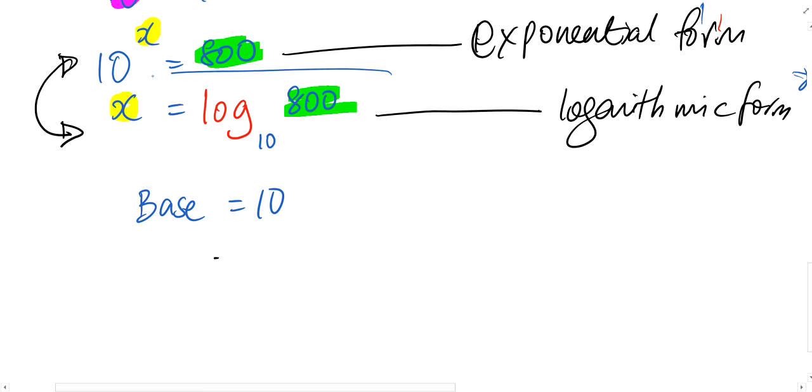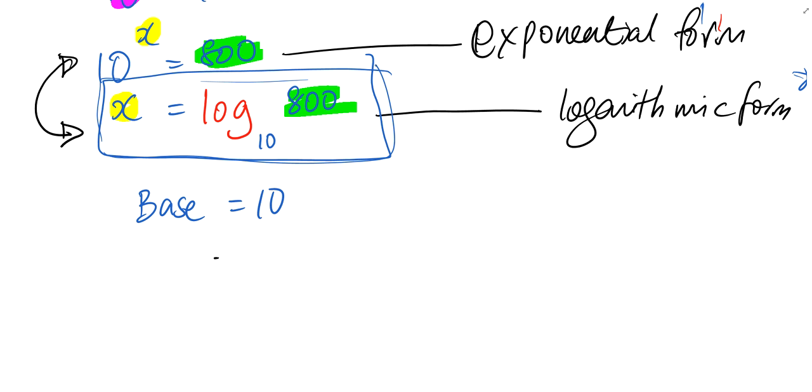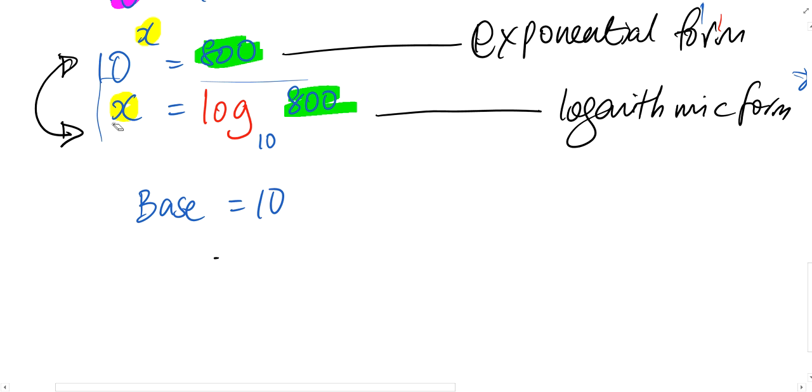Now look at the logarithmic form: x equals log 10, 800. Which one looks like the base at the bottom? 10. So it corresponds. Whether it is the exponential form or the logarithmic form, the base is 10. So when I read the logarithmic form, I say x equals log base 10, 800. Base 10. So now that we know where the base goes, I want to talk about the power.